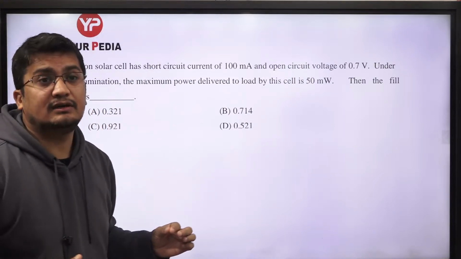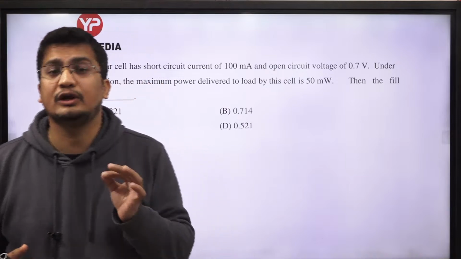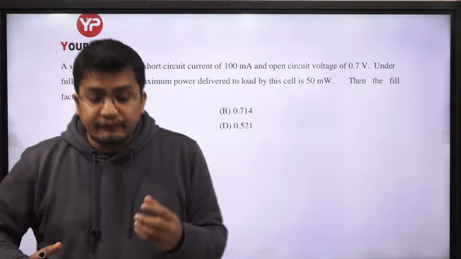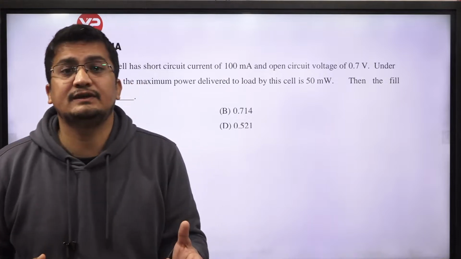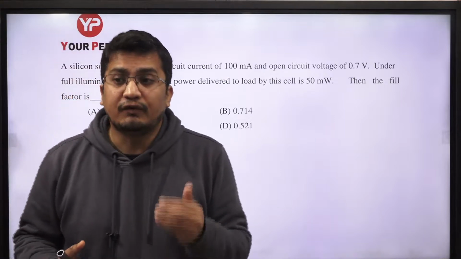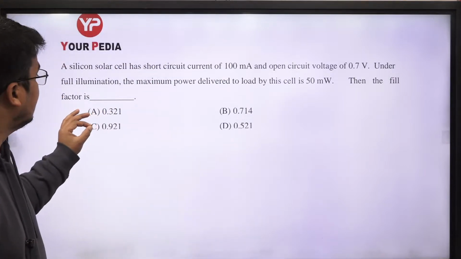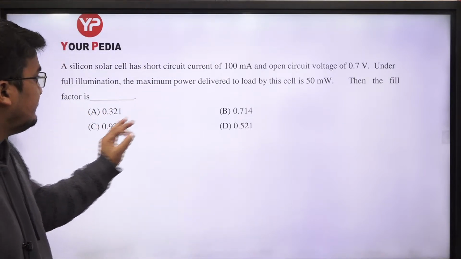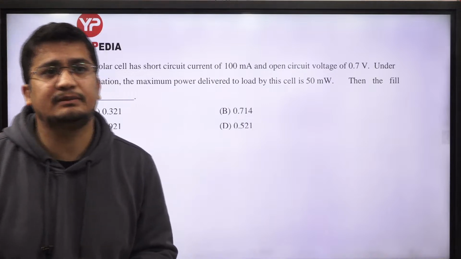See, this is a question based on the photovoltaic cell or solar cell or PV module, photovoltaic module. So ultimately, if we ask how to measure the effectivity or efficiency of any photovoltaic module, for that we take one parameter into consideration, that is the fill factor, right? So option A is 0.321, B 0.714, C 0.921, D 0.521. Tell me the answer, please.